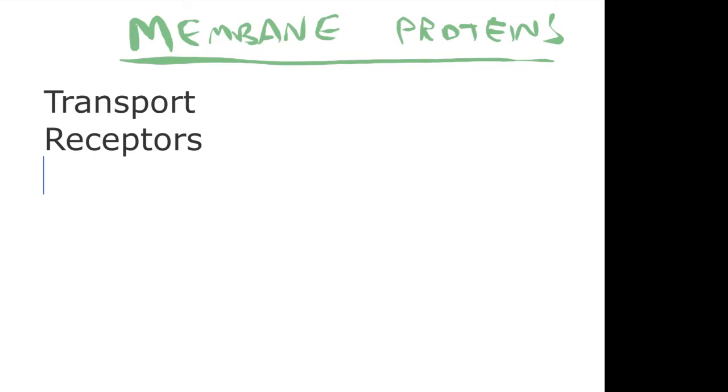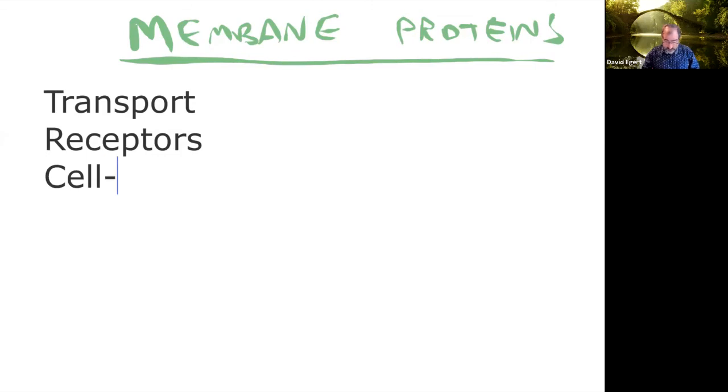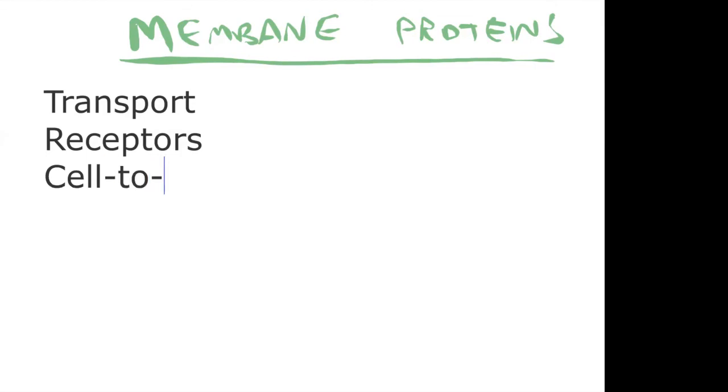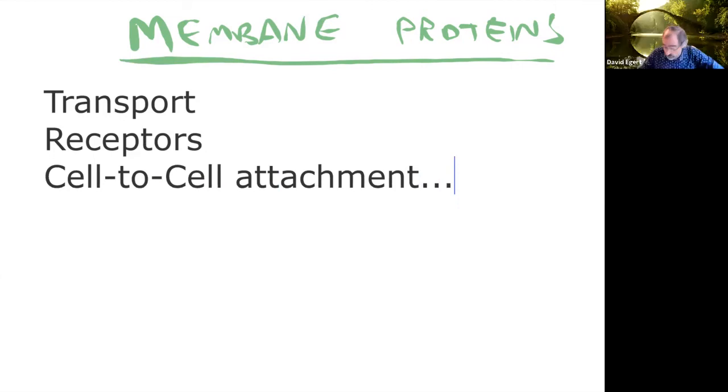Are there some that anchor themselves to other cells? Like, so cell to cell attachment. Exactly. So, you are made out of like 10 trillion cells, and those cells are stuck together. You're not just like a big slurry of cells. They're all stuck together and make you. And if you've been in anatomy, you've looked at this in much more detail. I will just really briefly review this.